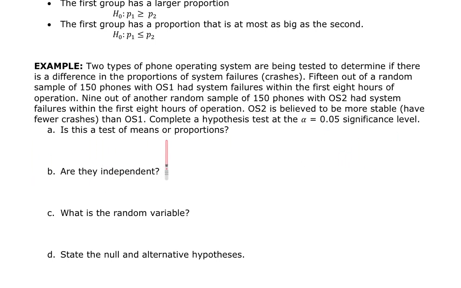So we know right out of the gate that this is proportions, because they're giving us the failures out of the total. Are they independent? The answer is yes, because they are two different operating systems. Our random variable here is either capital P prime, capital P bar, or capital P hat.